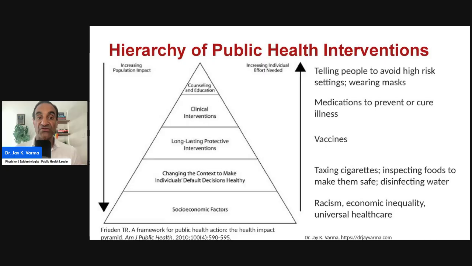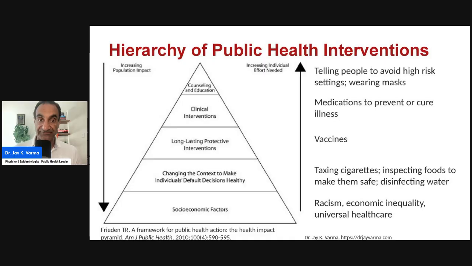Next step is what we call clinical interventions. And unfortunately, this is what a lot of people think about when they think about health. They think about what happens when I go to doctors and what does the doctor do to help me get healthier. While these can be very important, they require a tremendous amount of individual effort, right? You have to go to a healthcare facility. You have to get tested. You might have to take medications for a long period of time. You might have to get surgery or other things.